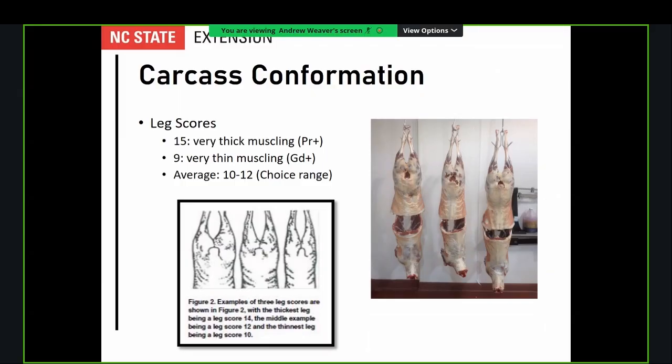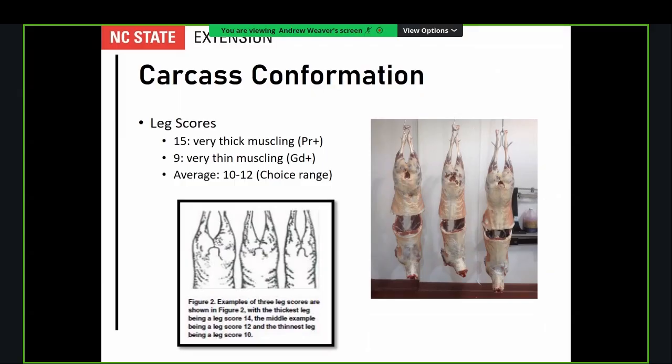And here we can use a numerical system to evaluate that shape, that score. A 15 would be our highest score, assigned to extremely thick muscling, those high prime type conformations. A 9 would be associated with very thin muscling, a high good. And kind of the funny thing with lamb and quality grades, and don't shoot the messenger, I didn't come up with it: good carcasses are actually bad. I know that sounds funny, probably doesn't make any sense to you. It might make more sense on the next slide.